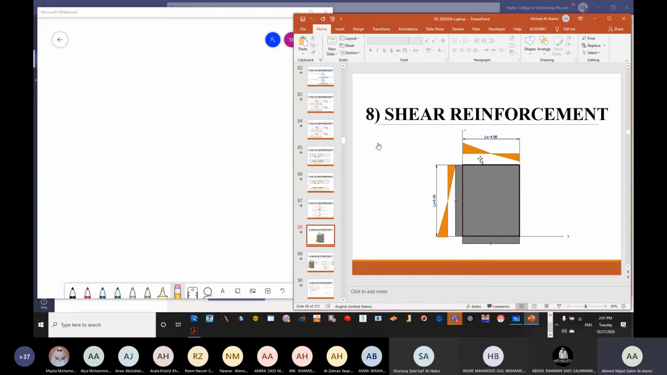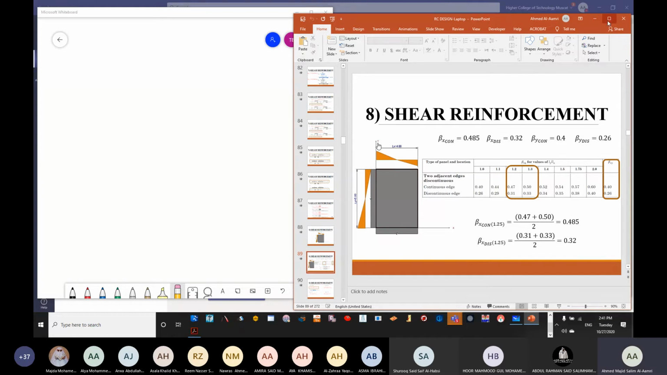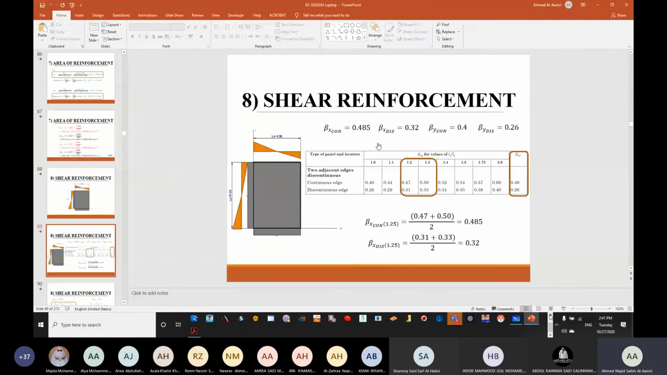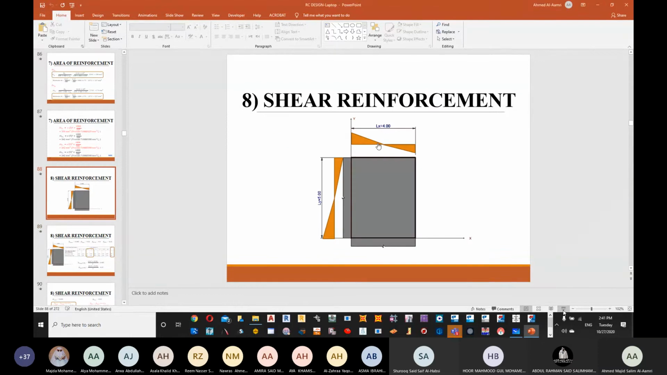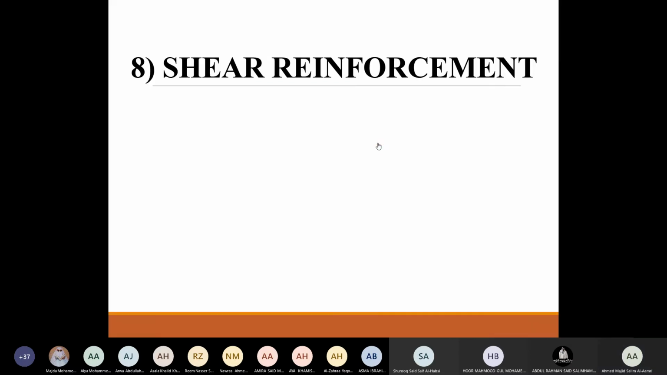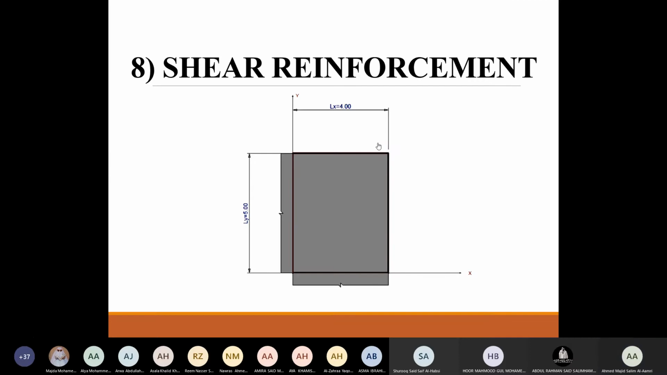So this is the problem that we were trying to solve. Now if you see here, this is my slab. Previously we have drawn, if you remember, the bending moment for this slab. Now we need to draw the shear force of the slab.